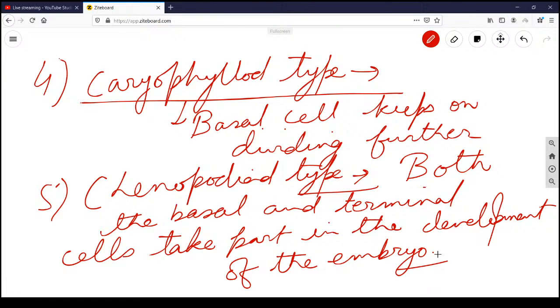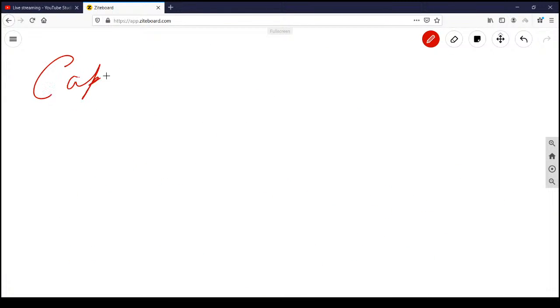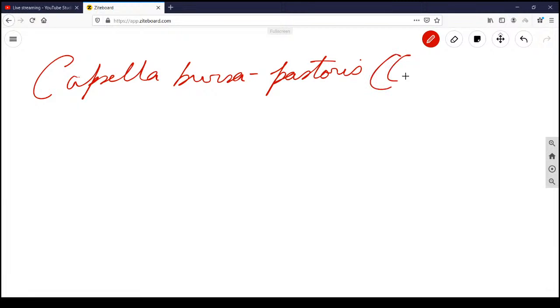So now we'll go to the crucifer type again, where the basal cell plays little or no role whatsoever in the development of the embryo. We'll be taking the example of Capsella bursa-pastoris, crucifer type, which is the benchmark of your board examination.